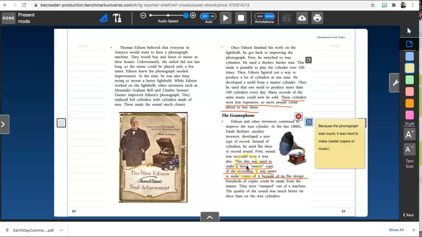So again, I can make an inference just based on what it said on this sentence right here. It was easier to make copies because of its flat design. Oh, and if I keep reading, it says hundreds of copies could be made from the master. Oh, it was hard to make master copies of the music, and they couldn't make a lot of copies. There you go.